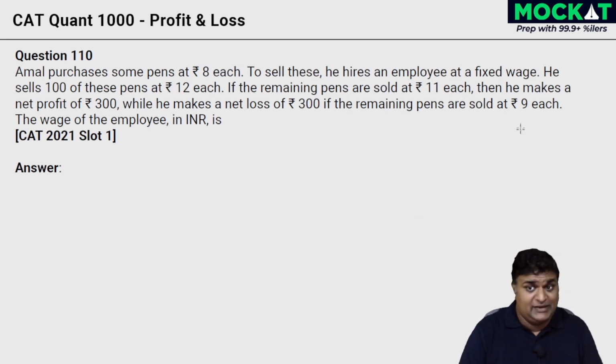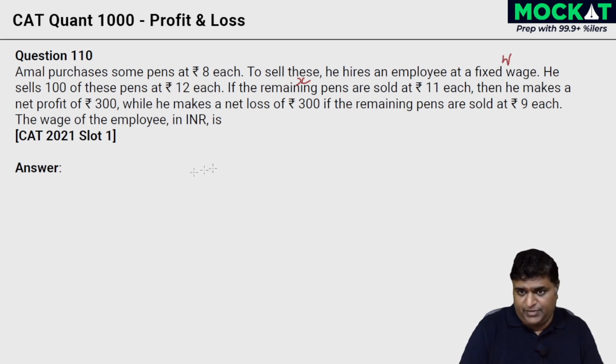Now, if this difference part doesn't strike you, we can just go in for a plain old simple method using variables, right? Which ones do I not know? I don't know X, the remaining pens. I don't know the wage of the employee. Let that be W. And I can form equations over here, right?